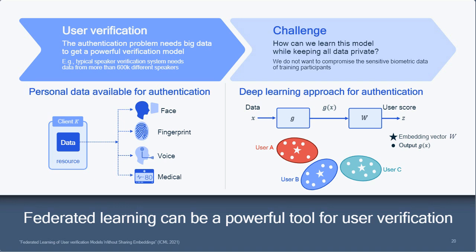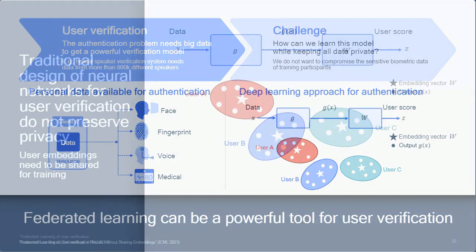So if we think about a deep learning approach for authentication, this data would go through this function G, which is a neural network, to provide an output which is in a lower dimensional embedding space. And then we would want the data inputs from a particular user to be very close to the embedding vector of that user when we go through the neural network. And each of these would then help us to classify if it's user A or user B or user C. So as you can imagine, if we can enable this training of the neural network G with federated learning, this can be a powerful tool for expanding the applications of user verification.